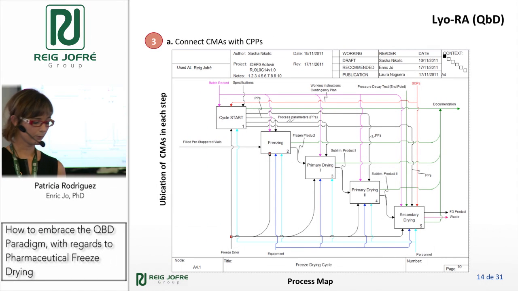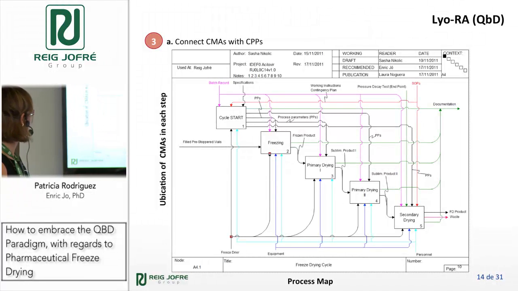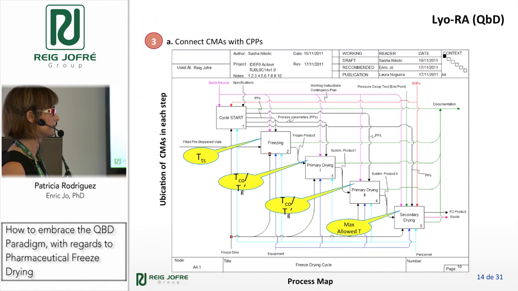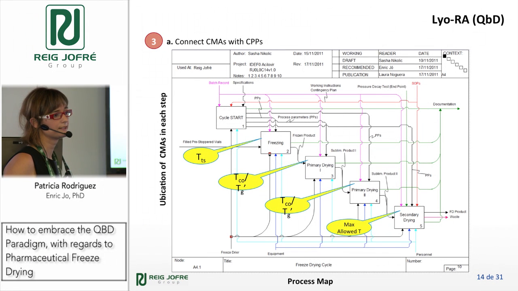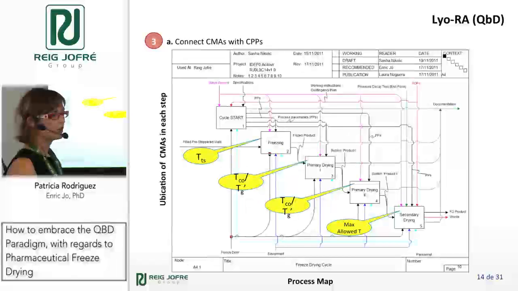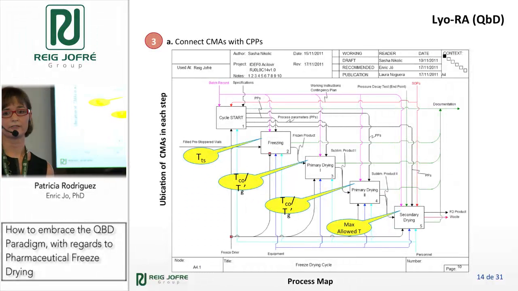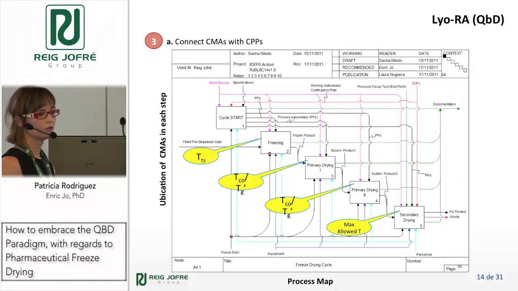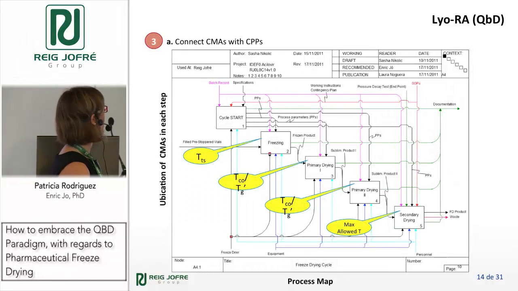Well, here we can see the link between the CMAs and the CPPs. So we can see that in the product, the temperature of total solidification affects the freezing step. Temperature of collapse and glass transition temperature affect the primary drying. And the last critical one, the maximum allowed temperature, affects the secondary drying.